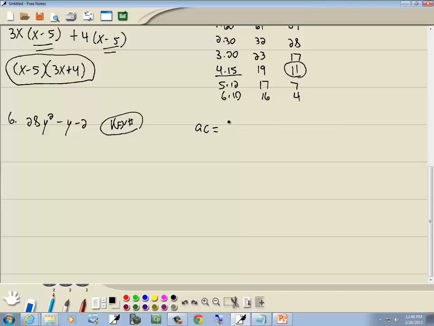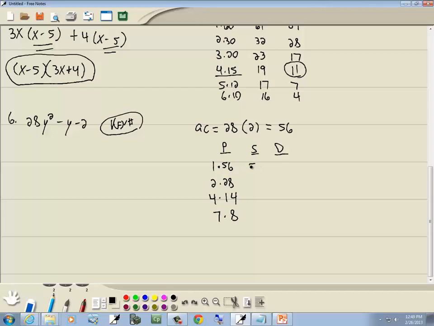So we're going to take our number at the beginning times the number at the end, ignoring signs. So we take 28 times 2. Gives us 56. And we'll come up with our 3 columns based upon 56. We'll write down all products that give us 56. We've got 1 times 56, 2 times 28, 4 times 14, 5, no, 6, no, 7 times 8. I guess that's it.